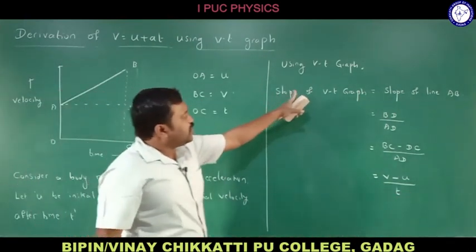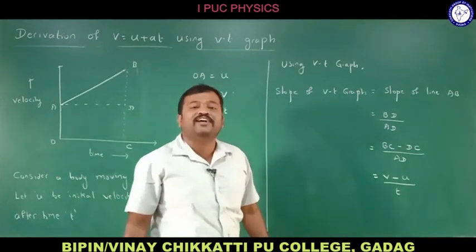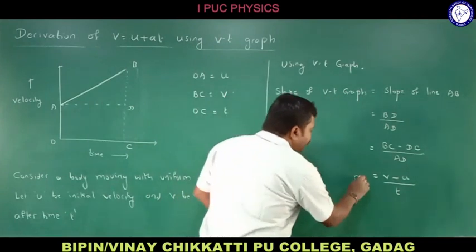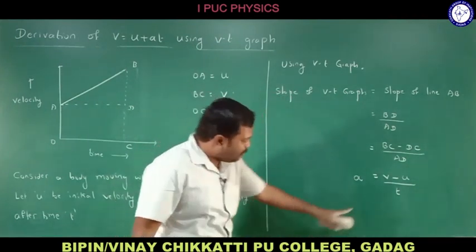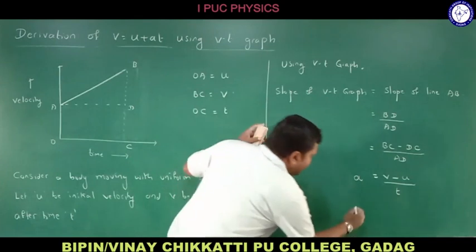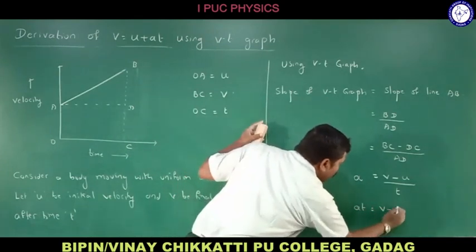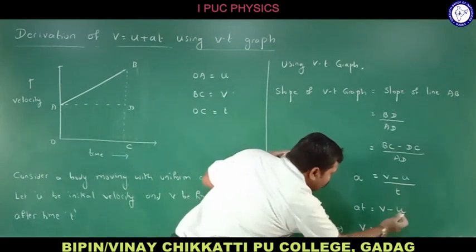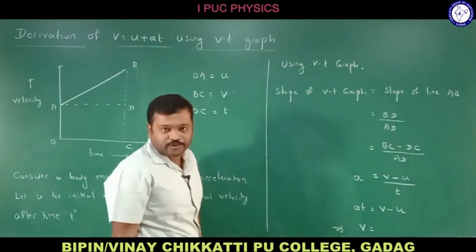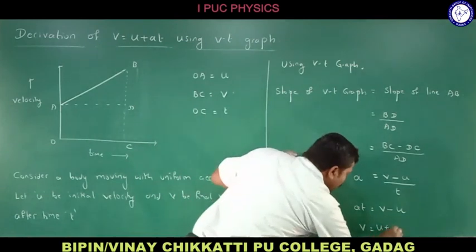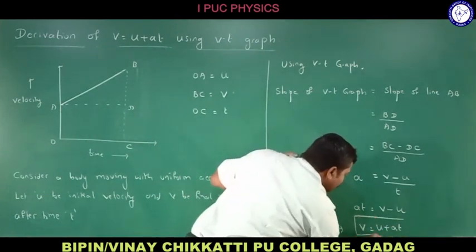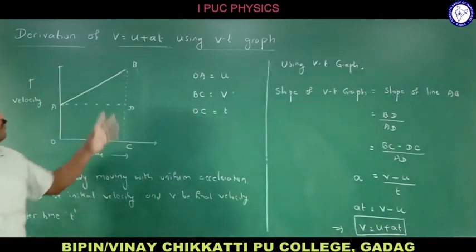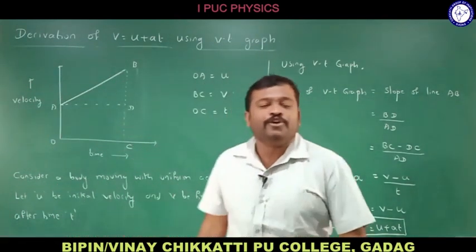Come on, tell me, what does the slope of the VT graph give? The slope of the VT graph gives acceleration. That is the significance of the VT graph. So this gives acceleration. Shall I bring T to this side? What do you get? AT is equal to V minus U, right? So that implies V equals, if I bring minus U to this side it becomes plus U, V is equal to U plus AT. So this is the derivation of V equal to U plus AT using the VT graph.